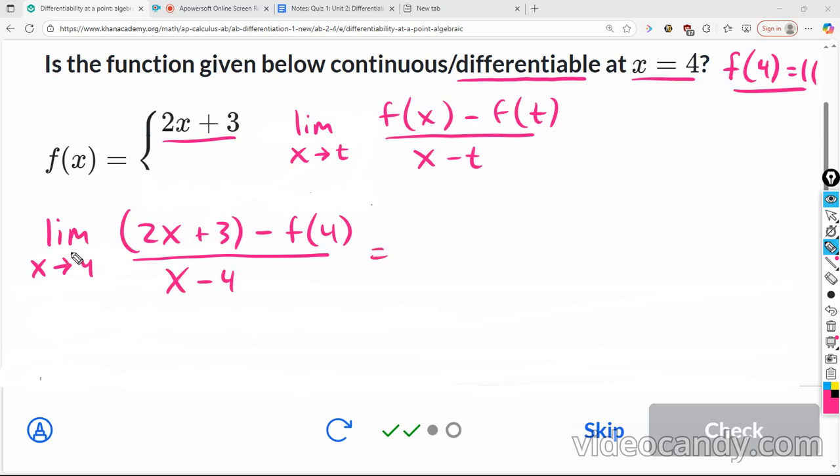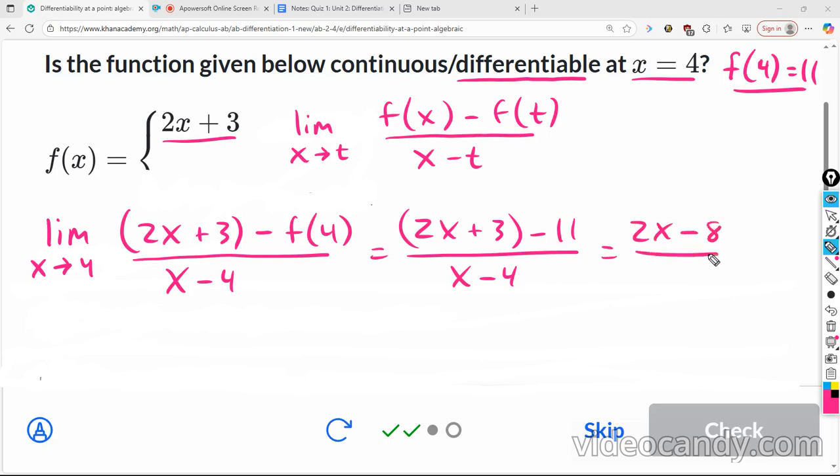Now, I'm not going to write the limit part each time because you really don't do this until the end. All right, we have 2x plus 3 minus f of 4. Well, we already plugged in 4 in the first part. I wrote it here. F of 4 is just 11, so it's going to be minus 11 divided by x minus 4. All right, 2x plus 3 minus 11, that's going to be a negative 8 over x minus 4.